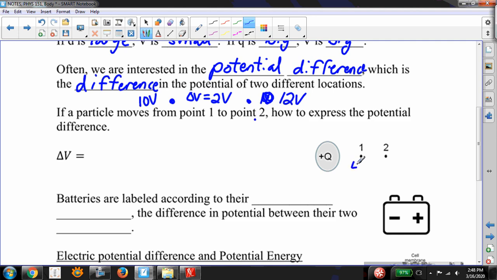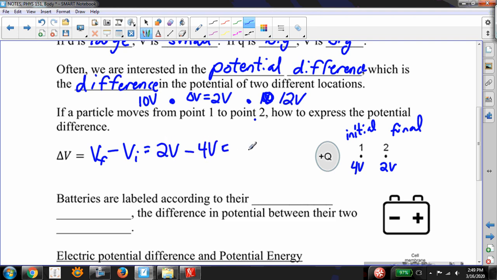Let's say that I have 4 volts here and 2 volts here. This is my initial place. This is my final place. So if I'm moving from 4 to 2 volts, from 1 to 2, my delta V will be VF minus VI. VF is equal to 2 volts minus 4 volts. That's equal to minus 2 volts.